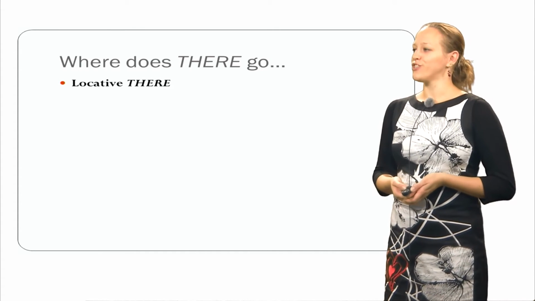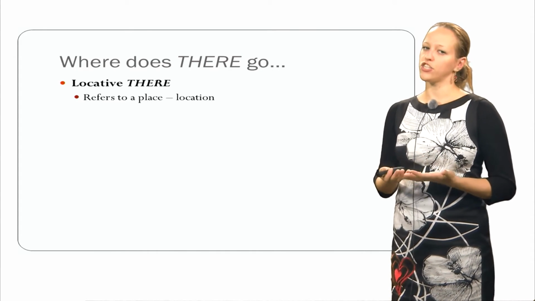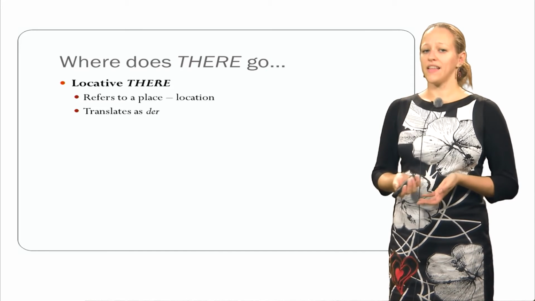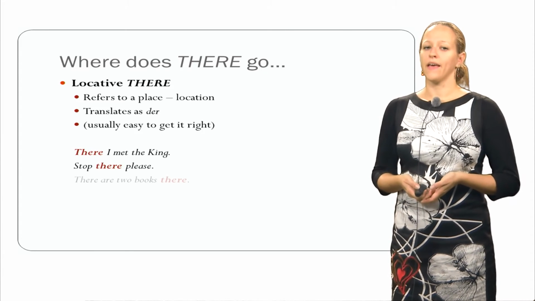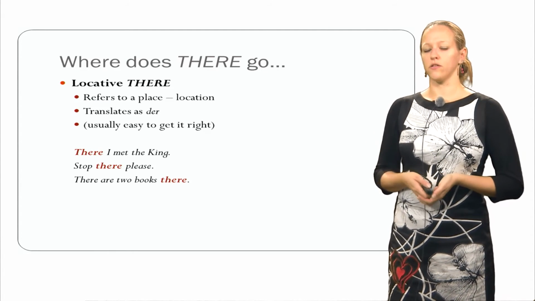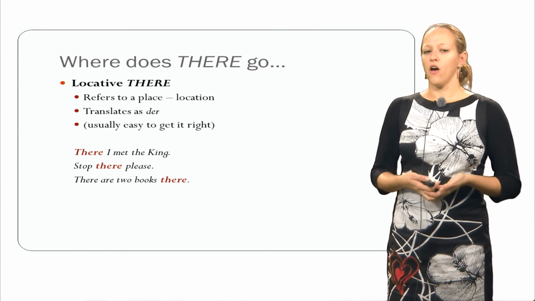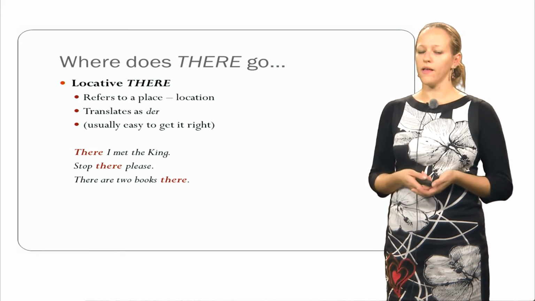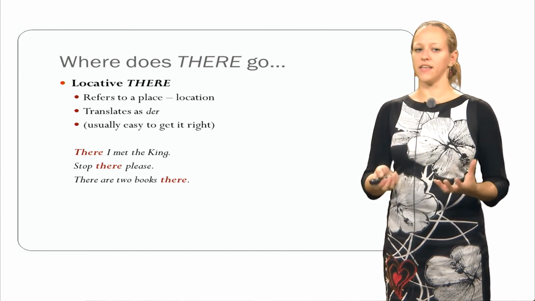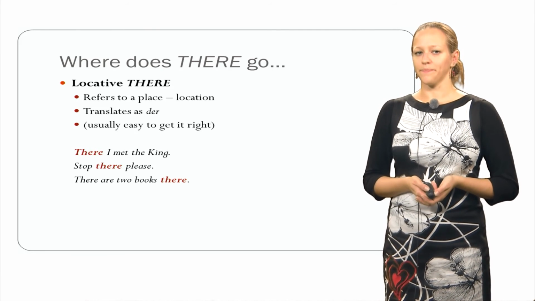And now comes the last option, the locative there. As the name again suggests, it refers to a place, the location of something. And this translates as that, and it's usually very simple to get it right because it behaves similarly in Norwegian. So there I met the king on that particular square. Stop there, please, I'm pointing some place where you should stop. Or there are 2 books there. Here we have both theirs in one sentence. The first one is the existential one. I'm telling you that there exist some books. And the second one, I'm pointing where they are located. And now we'll look at some exercises to see if you get it right.